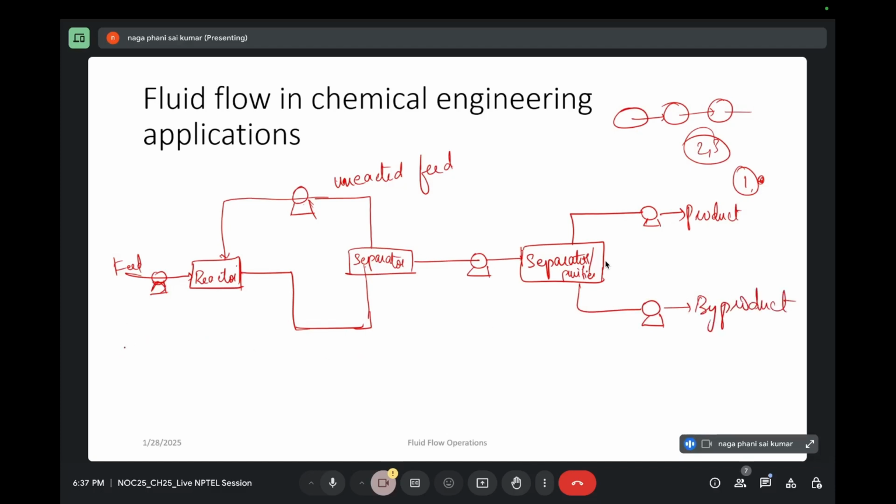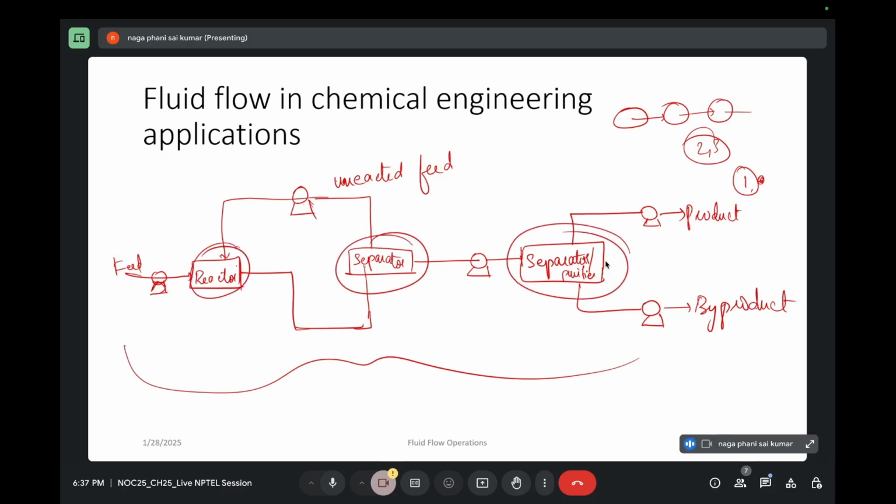Do you think at any point of time in this entire flow sheet, you will be coming across a situation where you will be needing fluid flow operations or knowledge of fluid flow? Will you be needing knowledge of fluid flow? Obviously, right. At every point of time, be it a reactor or unit operations or unit processes, you need knowledge of fluid flow. And also, even when the fluid is flowing in the pipelines, you will be needing knowledge of fluid flow operations.